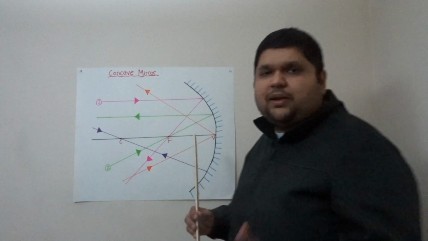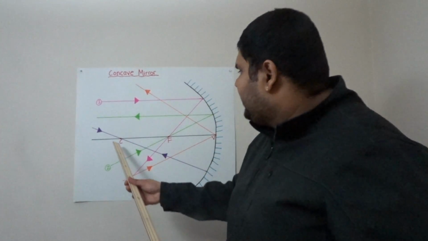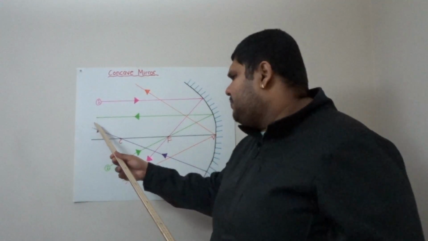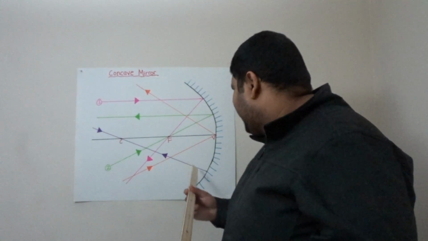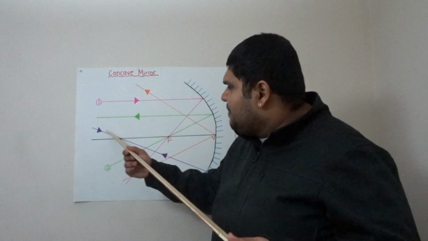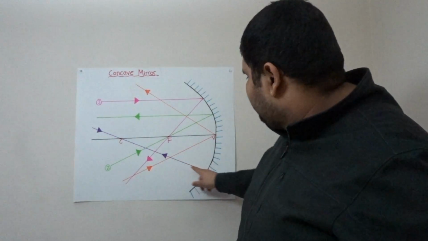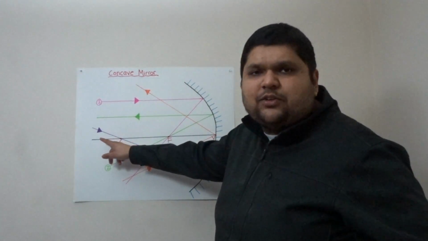Then the third phenomenon of light is when light passes through the center of curvature. If light passes through the center of curvature, it will bounce back along the same path. So you can see the light will not change its path at all.